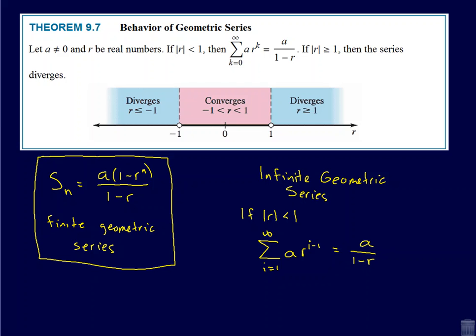Sometimes the information you're given is not explicit enough to use this formula. You sometimes will need to write out the first few terms to discover that it is a geometric series and what the first term is and what the common ratio is. But once you know that, we can simply use this to find what the sum converges to. Let's give it a try.